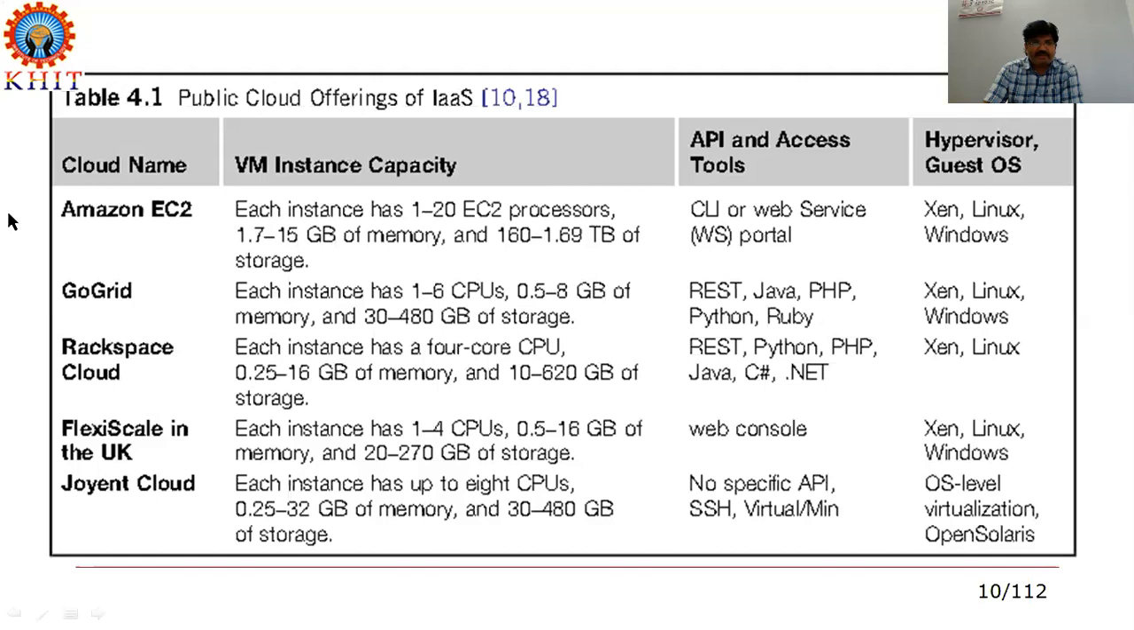So let us take an example of Amazon Elastic Compute Cloud. This is a public cloud. It can provide infrastructure as a service to the end users. They maintain some infrastructure, like virtual machines. If you consider Amazon EC2, the virtual machine runs with up to 20 processors, not a single processor.